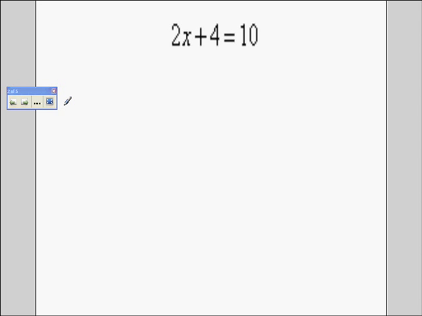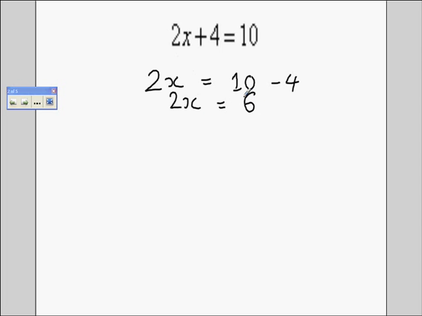What is the opposite of adding 4? The opposite of adding 4 is obviously to subtract 4. So we begin by subtracting 4 from both sides. If we subtract 4 from the first side, we just end up with 2x, and then we have 10 minus 4. The next line down will give us 2x is equal to 6, because of course 10 minus 4 is 6.